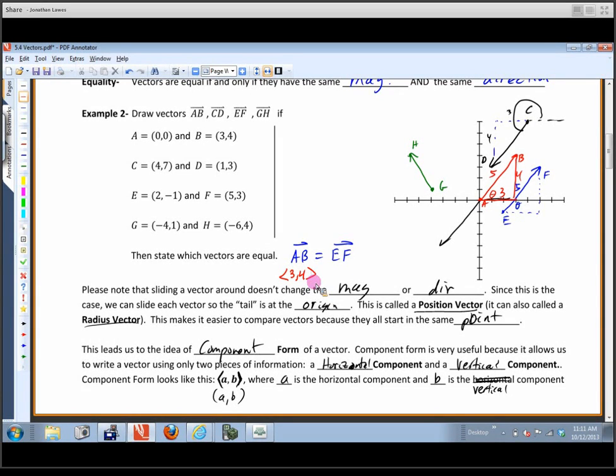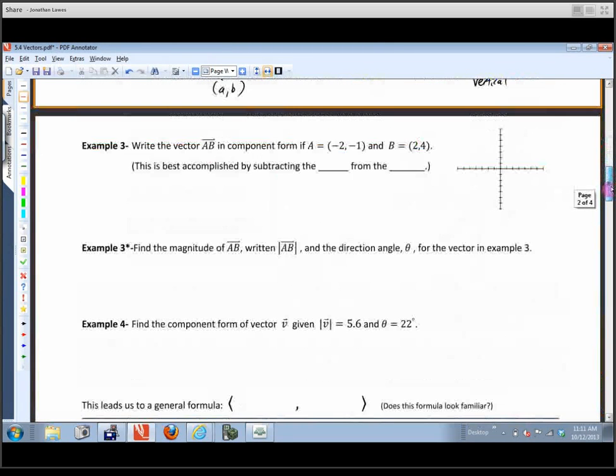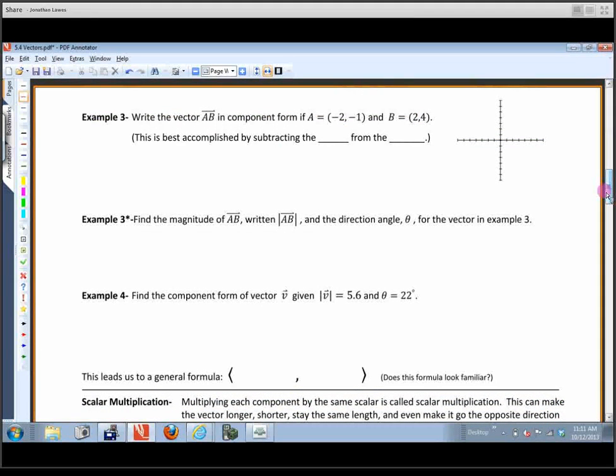All right, let's look at the next page and look at an example here. It says, write the vector AB, so points A and B, in component form. So if we were to draw this vector, let's draw what this looks like. Point A is (-2, -1), and point B is (2, 4). So we're right here. Okay, so that's what the vector looks like.